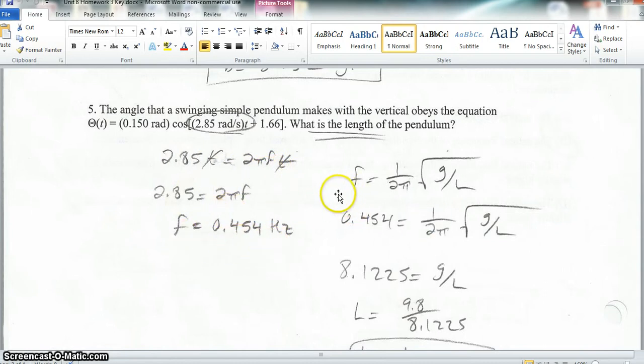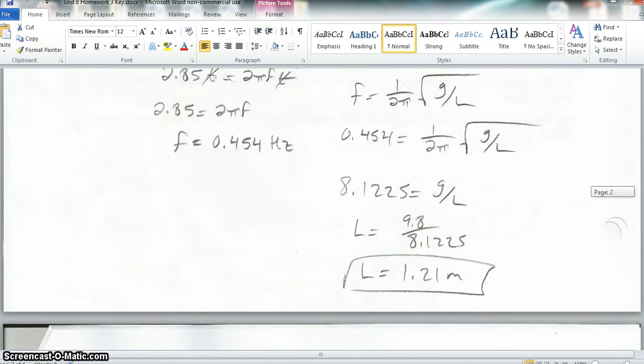And then once I have the frequency, I just use the frequency-period equation for a pendulum, where the frequency is the inverse of the period. I just plug in to get 1 over 2 pi times the square root of g over L. Since I know the frequency, and I know the acceleration due to gravity is 9.8, it's now just a matter of solving for that, and I get the length to be 1.21 meters.